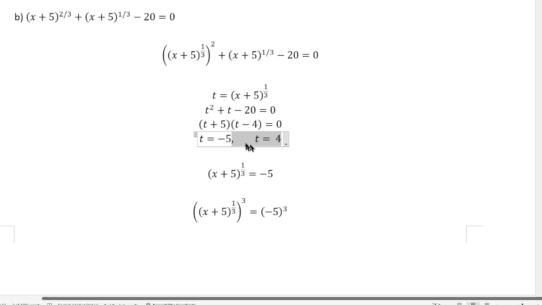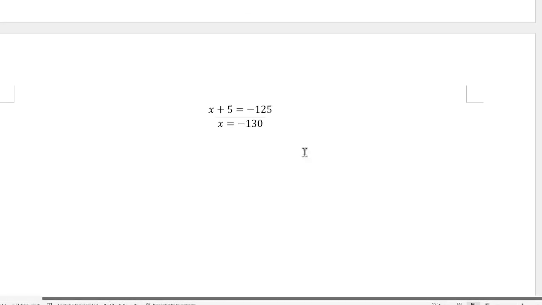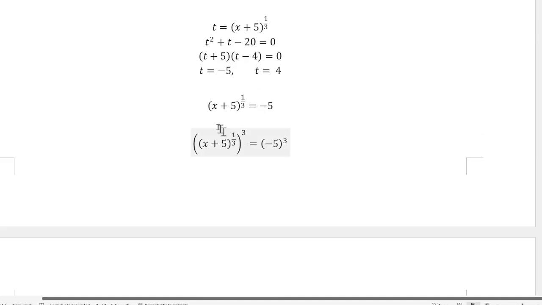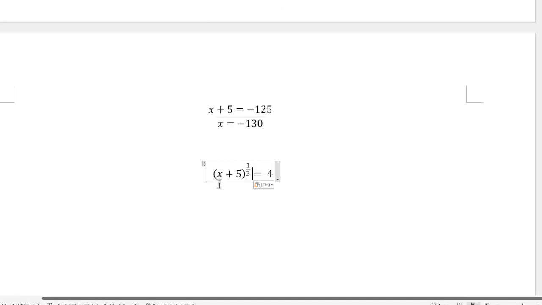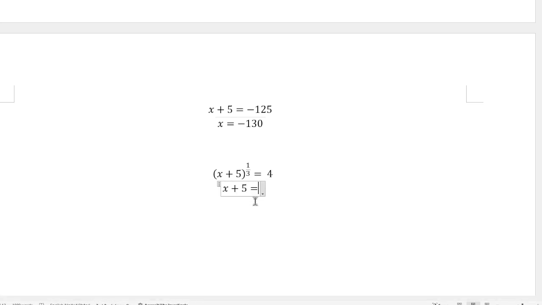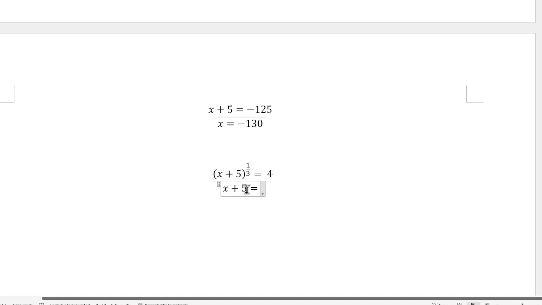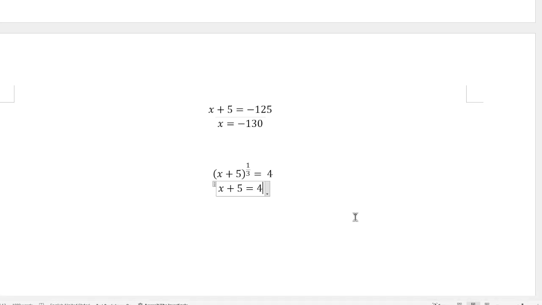Okay, now let's work on the other one. t equals 4, on the other hand, will become (x plus 5) to the 1/3 equals 4, since this is what t is. Same idea, you take powers of 3. The 1/3 will disappear, leaving you with x plus 5, but on the right side, you have 4 to the 3rd power, which is 64. So if you subtract by 5, it will be 59. So those are the answers: x equals -130 and 59.